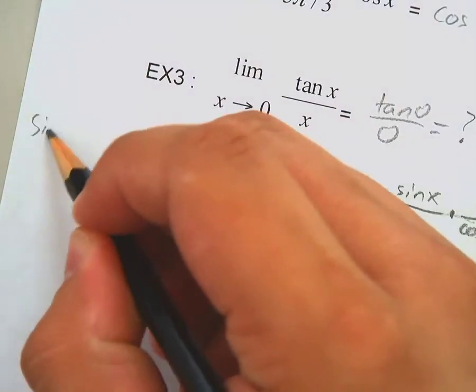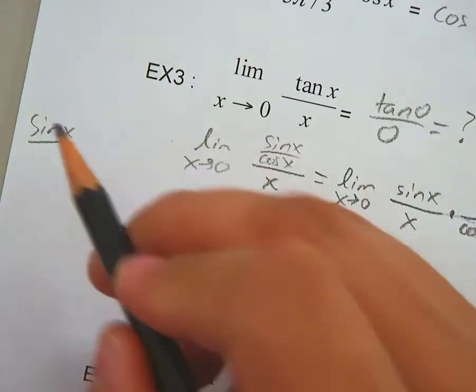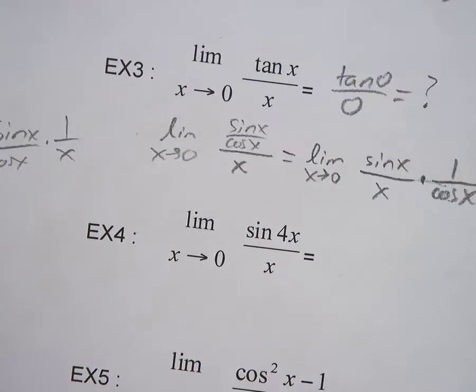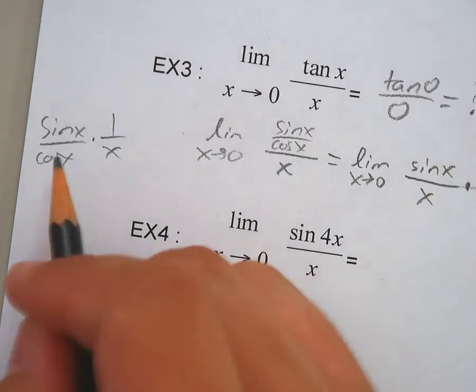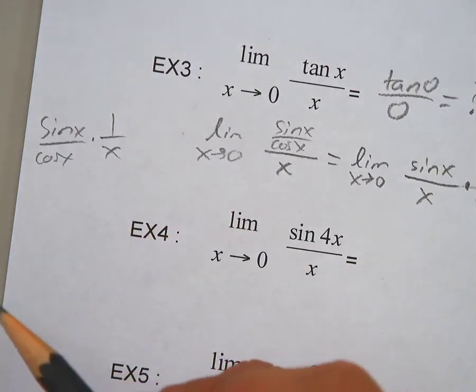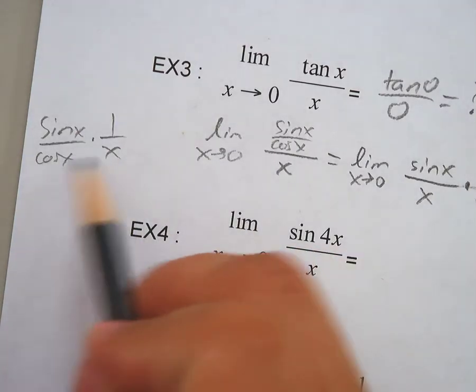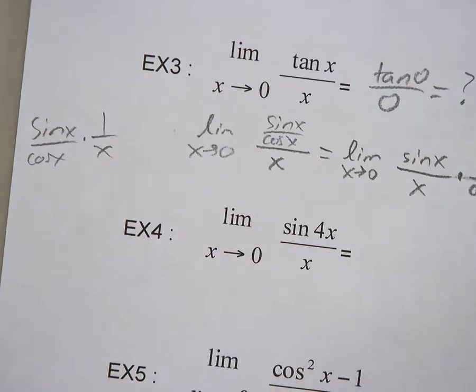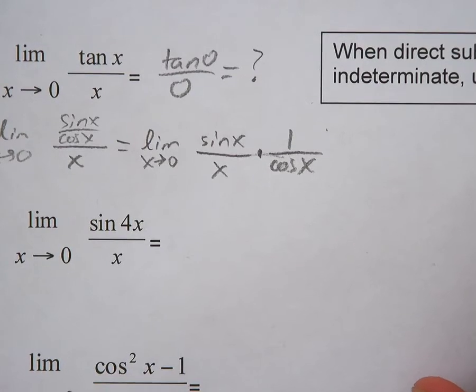Right? So it's saying, let me write it over here for y'all if you don't see it. Sine x over cosine x times 1 over x. If I flip these, I still end up with the same thing because multiplication with fractions just goes straight across. So I could do sine x over x and 1 over cosine x. That's perfectly fine, perfectly legal.